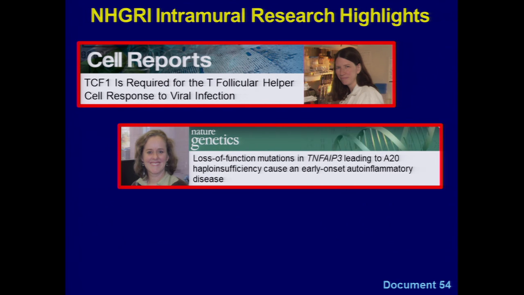Dr. Amanda Ombrello and colleagues have identified a new childhood onset disorder that they have named haploinsufficiency of A20. The disease results from a variant of a gene that regulates how the immune system responds to inflammation, infection, and trauma. And their findings were published in the December issue of Nature Genetics.